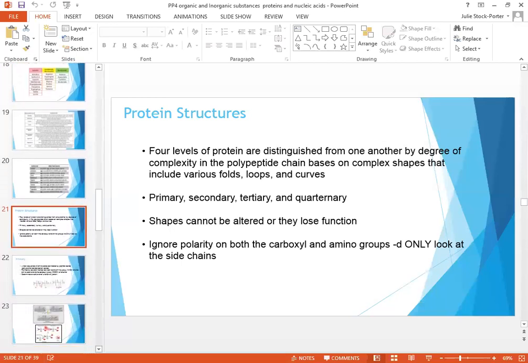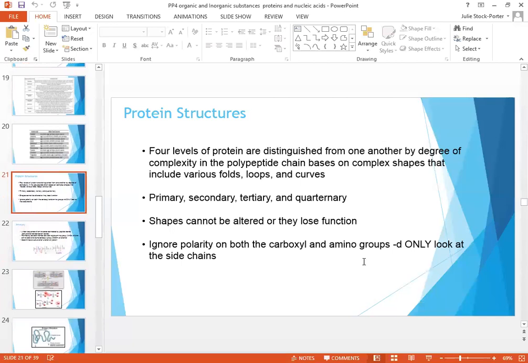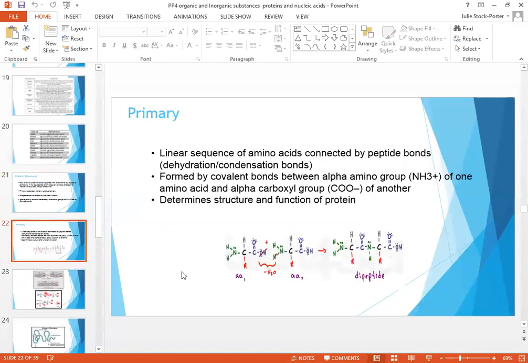Basically, it says here, ignore polarity on the carboxyl and amino groups and only look at the side chains. Why would that be? That's because just that basic portion of the amino acid is always going to be neutral. We don't have to worry about it. The side chain is going to determine all of that activity.